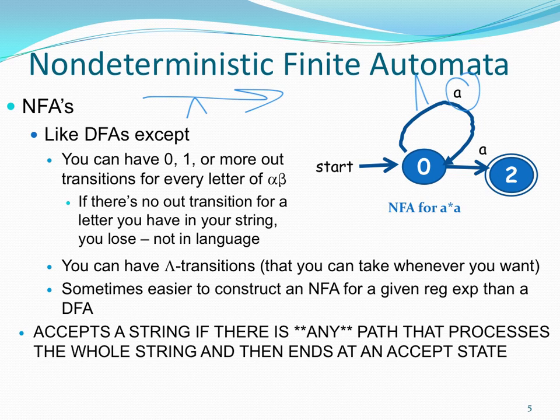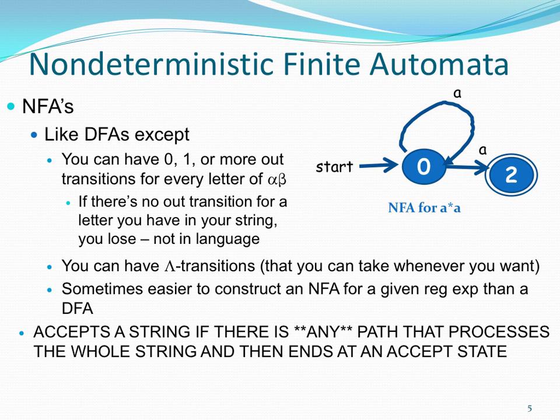But now you need to know, how do you know if it accepts a string? How do you follow through if there's multiple choices for a path, right? And the answer is that we are going to accept a string if there is any path that processes that whole string and then ends up at an accept state. So for example, if I think about the string that's just a single A, well, a single A I could process in 2 ways on this NFA, right?